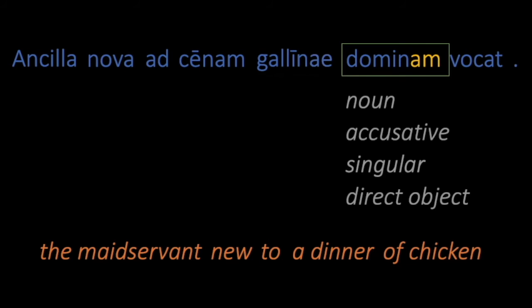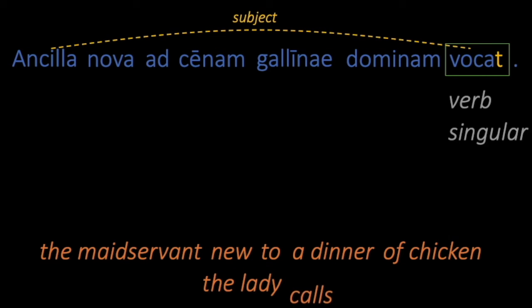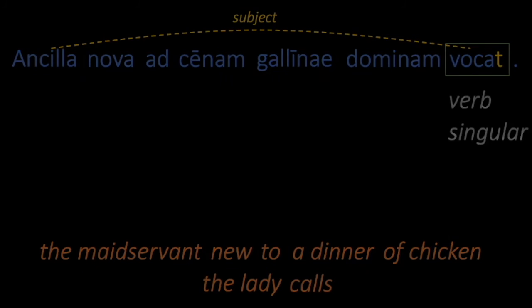Dominam is accusative singular in form, and it's the direct object. It means the lady. Vocat is a verb that agrees with the singular subject Ankila. It means calls. Altogether, we have the maidservant new to a dinner of chicken the lady calls. In English word order, that's the new maidservant calls the lady to a dinner of chicken. Okay, one more exercise.